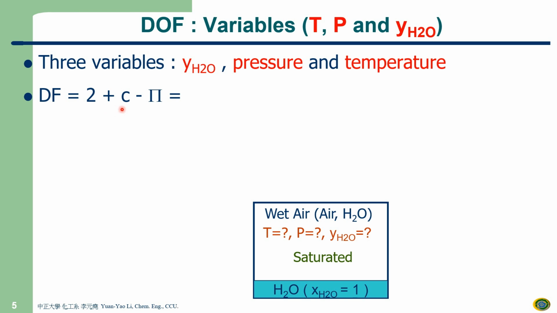So 2 plus C. C is the components in the system, as I just told you. How many components are in this system? 1, 2, or 3? 2. You might say, well, Professor, it's 3, because air is oxygen and nitrogen, right? Why can we write 2 here?